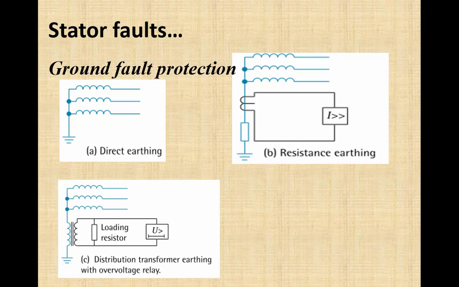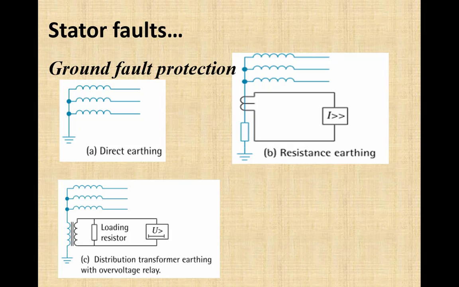Here, if grounding has been done with the help of a grounding transformer, then current is limited to a very small value. The fault current will range from 10 ampere to 35 ampere in the neutral circuit. So that is the purpose of grounding resistance through a grounding transformer.